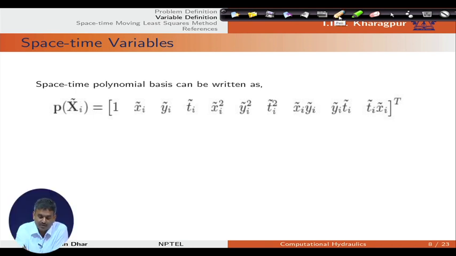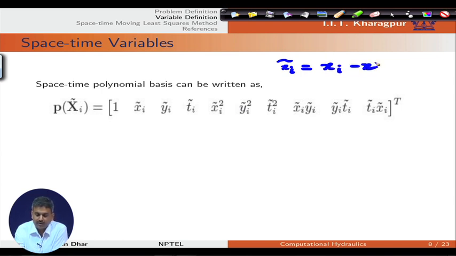So, in space time polynomial basis, we can write in terms of 1, x I tilde, y I tilde, t I tilde. Obviously, x I tilde individually is our x I minus x. Similarly for other terms, and others are x I square, y I square, t I square, x I y I, y I t I, t I x I. So, these terms will be there.